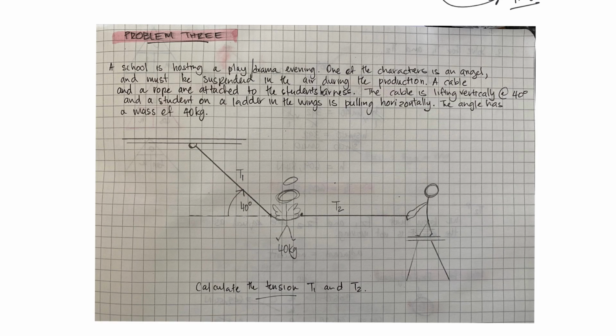And this is what we're looking at. So what I've got here is a school is hosting a play or a drama evening. One of the characters is an angel and must be suspended in the air during the production. A cable and a rope are attached to the student's harness. The cable is lifting vertically upward at 40 degrees. And a student on a ladder in the wings is pulling horizontally. The angel has a mass of 40 kilograms. So this is your little setup over here. So what they want you to do here is calculate T1 and T2. Alright, so let's have a look at how we're gonna deal with that situation.